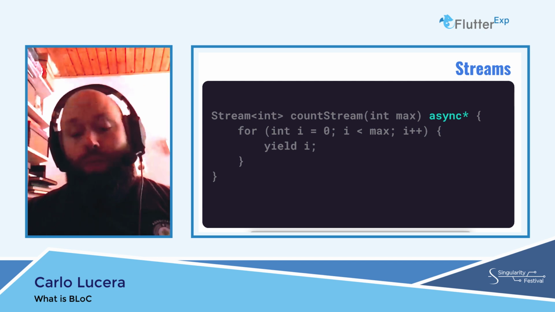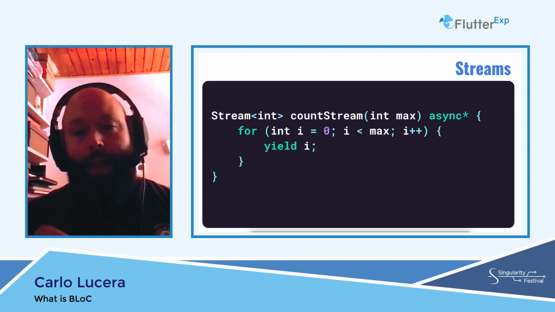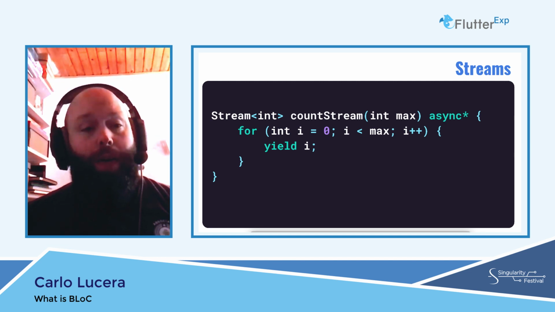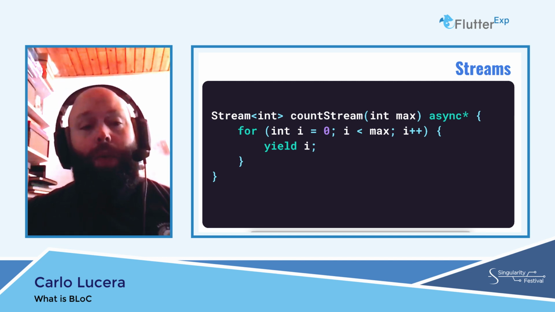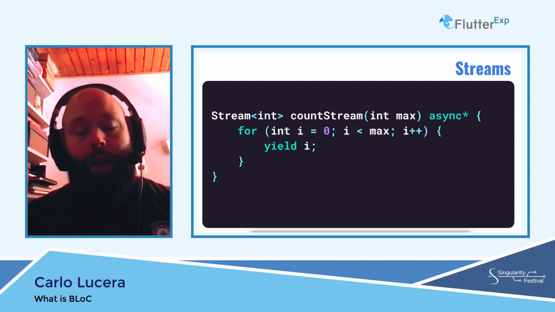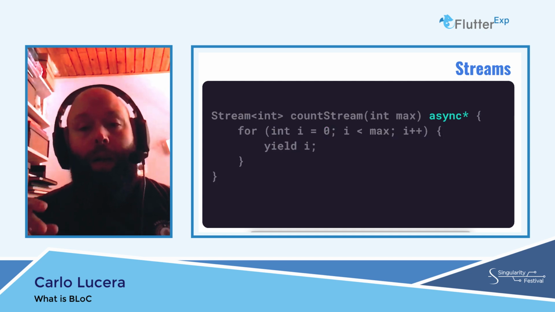Basically, in the case of the stream, you will have a number of yielded values. It means that if you have an initial value, you can continue to listen to the stream to have several values returned at some point in time.